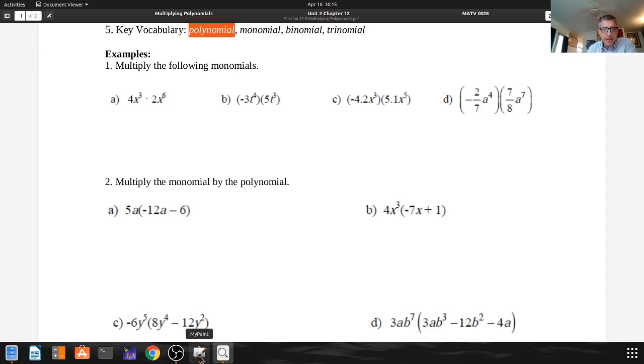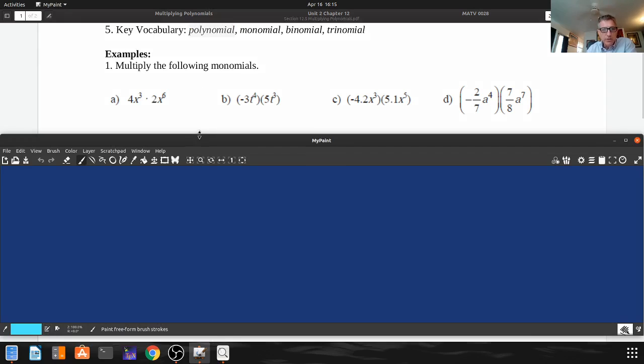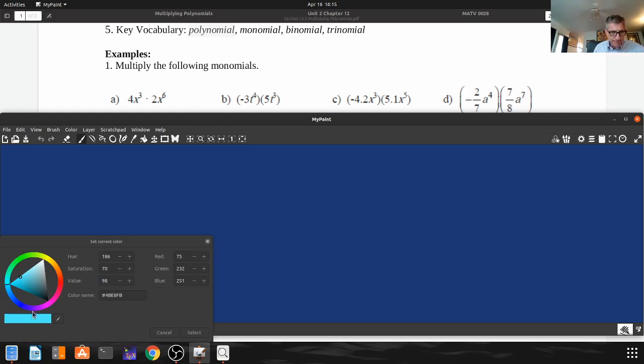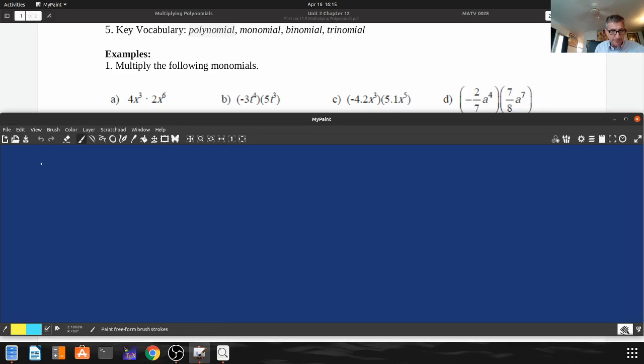I'm not a fan of the classification so much by number of terms, but you need to know it because others will use it. And you need to know what they're talking about.